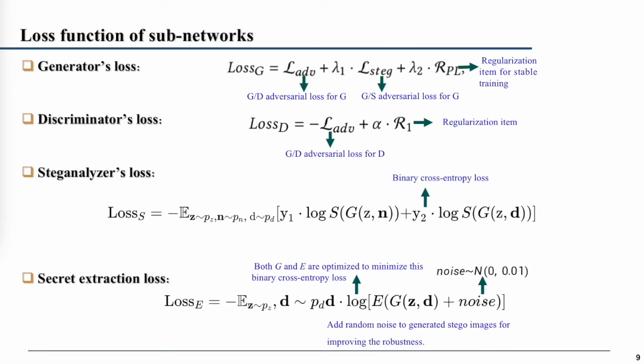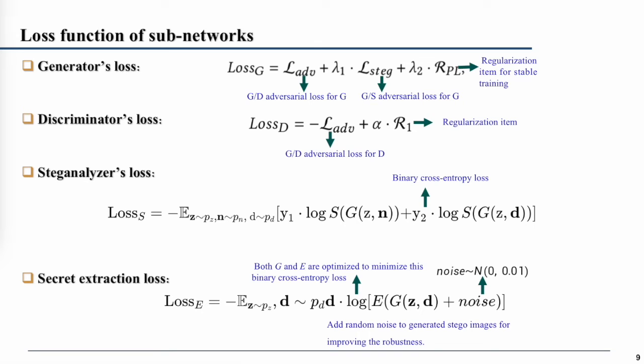The loss function of each subnetwork is composed of the above optimization objectives. The loss function of the generator is composed of the adversarial loss for G between G and D, the adversarial loss for G between G and S, and a regularization item, which is for stable training. Discriminator's loss is the adversarial loss for D between G and D plus a regularization item. Steganalyzer's loss is the binary cross-entropy loss. The loss of extracting hidden secret is computed by the binary cross-entropy loss.